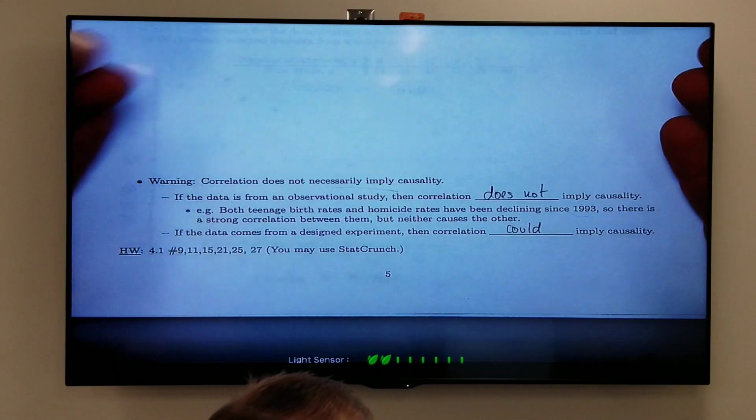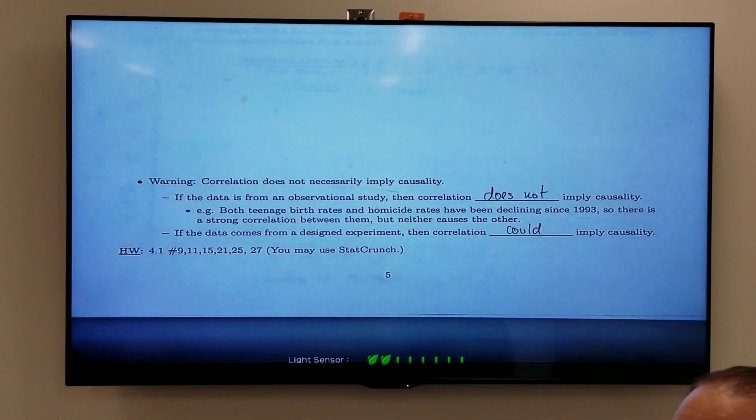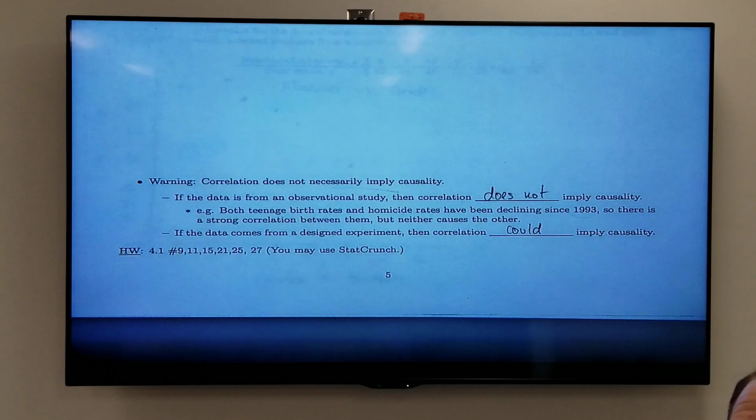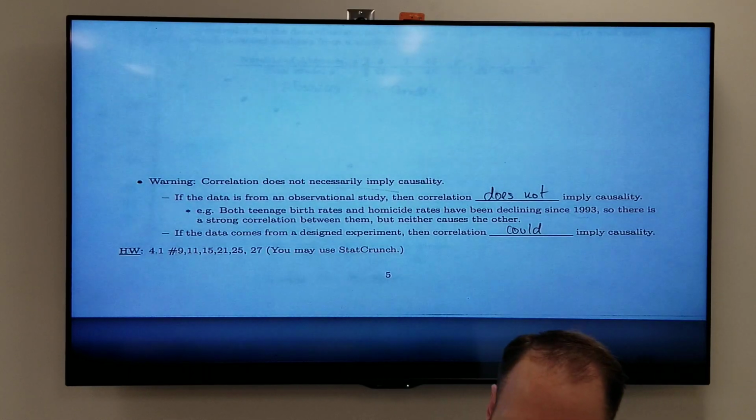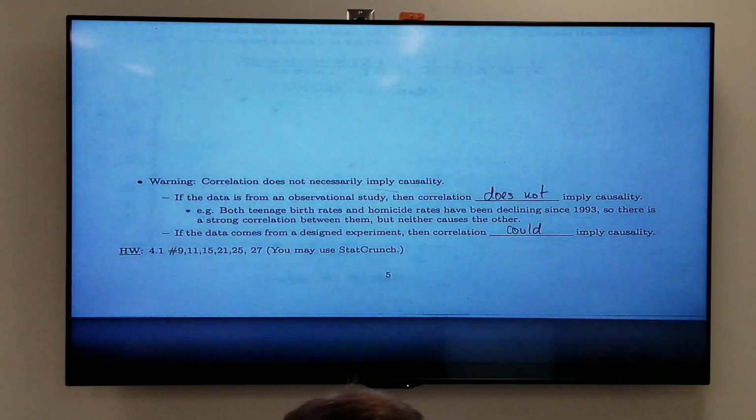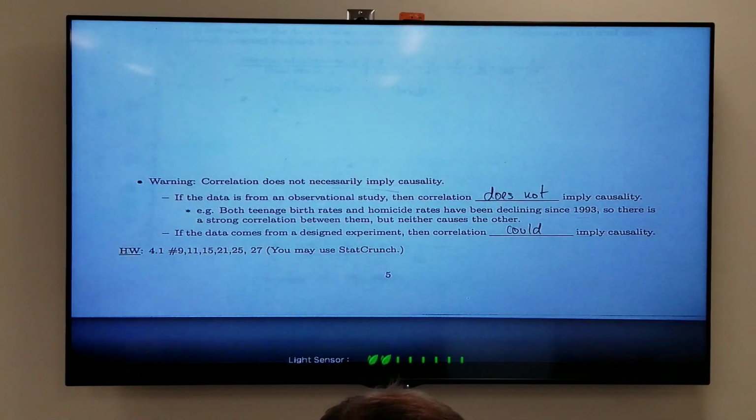We could get really controversial here pretty quickly, but there are all kinds of observational studies that are performed all the time, and then people jump to conclusions that this thing is causing the other, but that doesn't necessarily follow, okay? If there's a correlation, that doesn't necessarily mean that there's a causal relationship between things, okay? And that does it for 4.1.